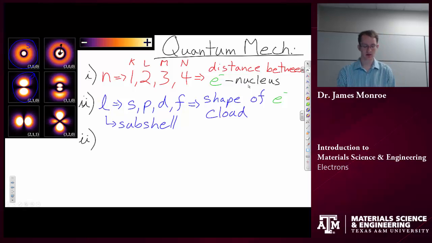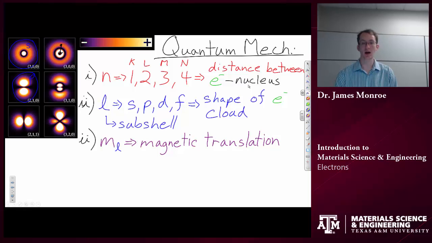Another number we need to take into consideration is M sub L. So why M sub L? M stands for magnetic, but it's the magnetism due to the subshell, due to that translation of the electron inside that subshell. So this is magnetism created by the translation of the electron inside that subshell.